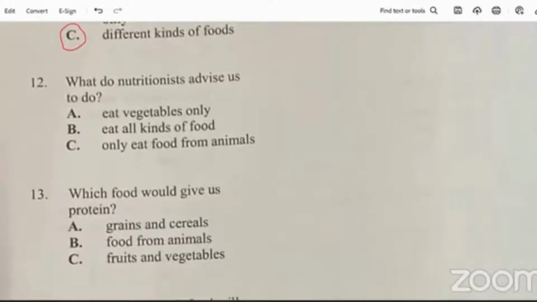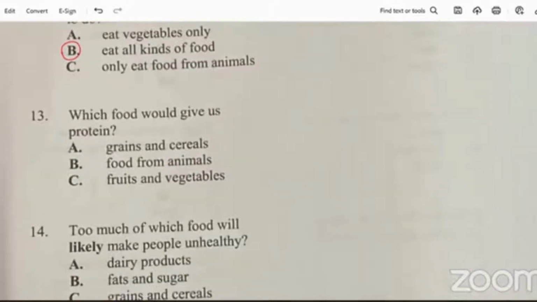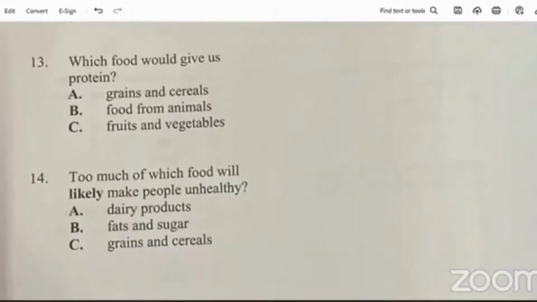Question 12. What do nutritionists advise us to do? Eat vegetables only, eat all kinds of foods, only eat food from animals, and of course, we need to eat all kinds, right? We need fruits, vegetables, meat, dairy, all the other types of food, okay? Just have to watch the portions that we eat from each.